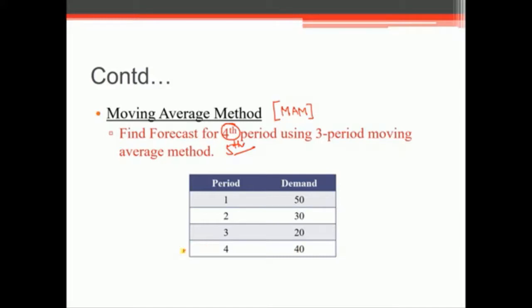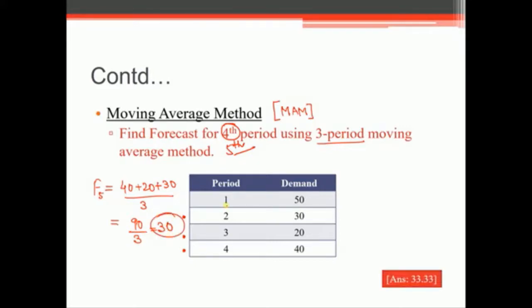That means this one is the latest, this one is further latest, and this one is latest. So take the latest 3 data, because you have to take 3 period data. Here I need to take the forecast for the fifth period. I'll be writing 40 plus 20 plus 30 divided by 3, since you are taking 3 periods. 40 plus 20 is 60, plus 30 is 90, divided by 3 is 30. So the forecast for the fifth period is 30.